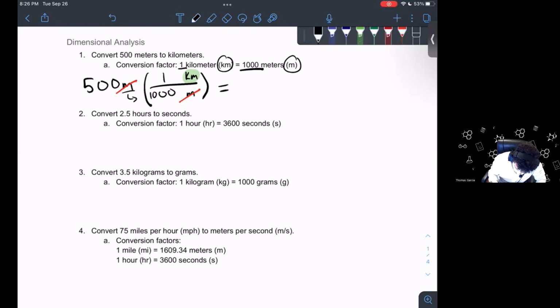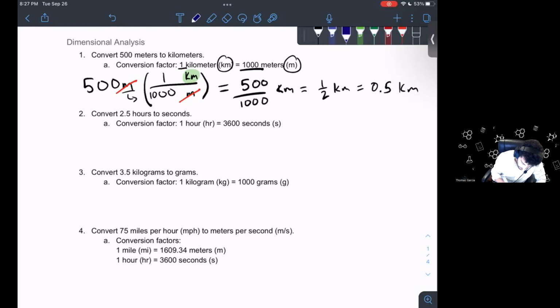So this math works out to 500 divided by 1,000 kilometers, which is the same thing as 1/2 kilometers, or 0.5 kilometers. And you might be asking, Mr. Garcia, how many sig figs are we looking at? Well, let's say blue is sig figs.